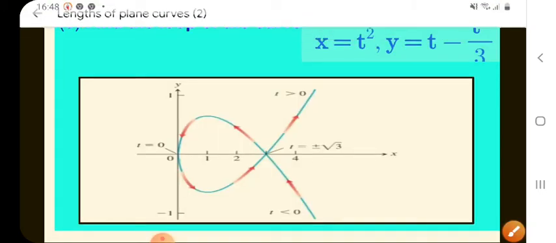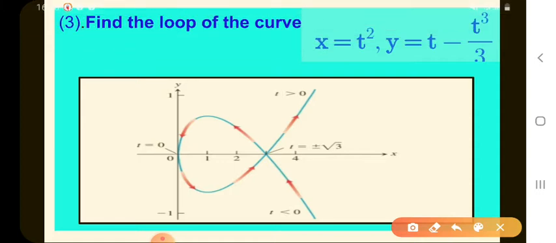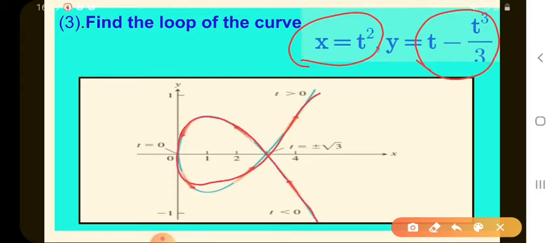See next. Find the loop of the curve x equals t square and y equals t minus t cube by 3. Here, what is the form of this equation? Parametric form. The given equation is in parametric form. Parametric form means the terms x and y are functions of t. We have x equals t square and y equals t minus t cube by 3. This is the loop of the given curve.